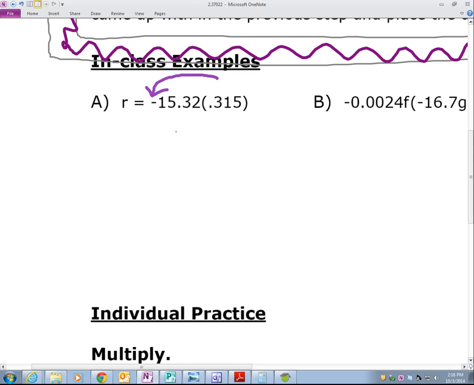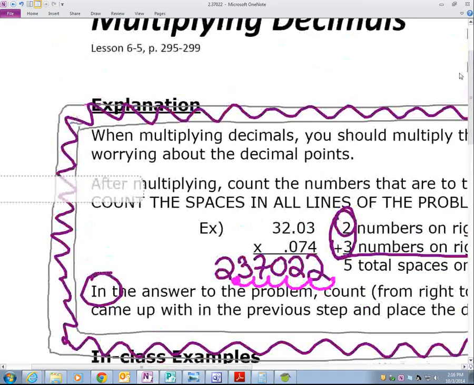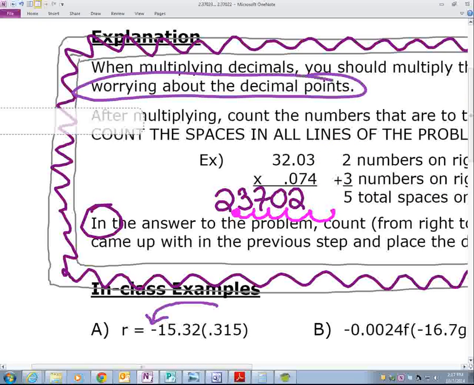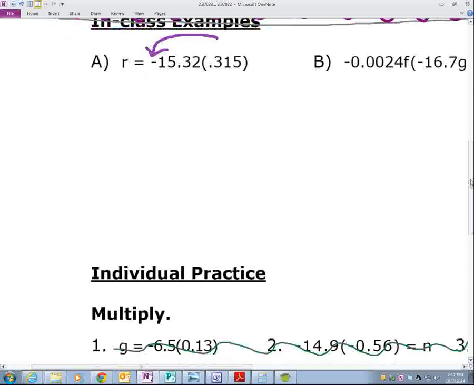It says you've got to line the decimals up. It says nothing about that there. Actually, it says to not worry about the decimal points. So what are we going to do? Not worry about them, exactly. So I'm going to rewrite this without any decimal points.